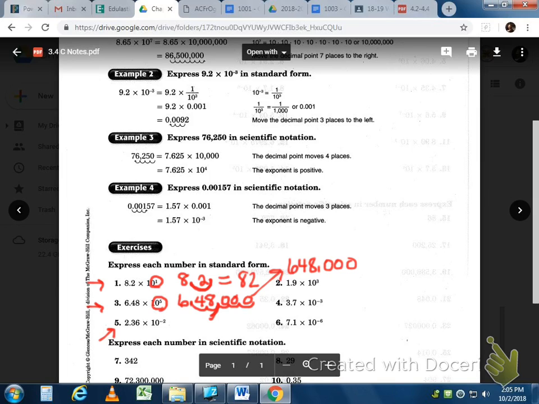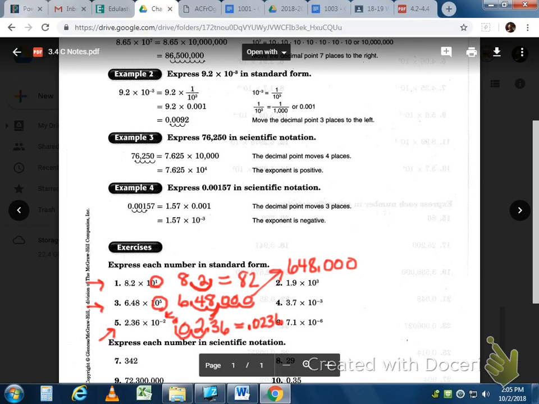Now, the difference on number 5 is this: 2.36 times 10 to the negative 2. We didn't have an exponent with a negative yet, did we? So what do you think changes, Andrew? You're going to go in reverse. You're going to move the decimal to the left. Okay, so I take my 2.36, and it says negative 2, so I go 1, 2, and there's my decimal. What do you think goes in the empty place, Andrew? 0. So it's 0.0236.